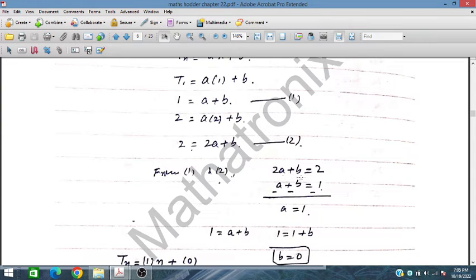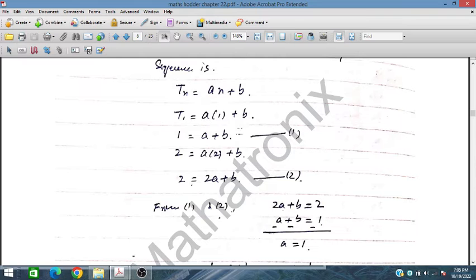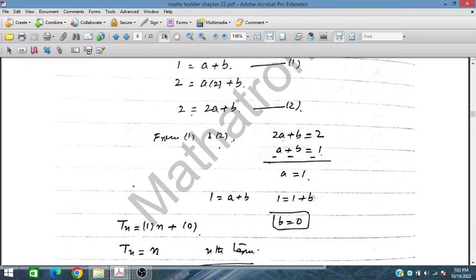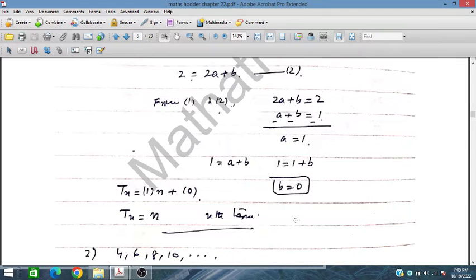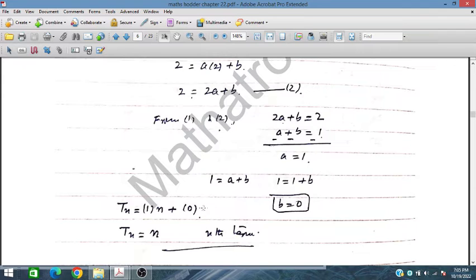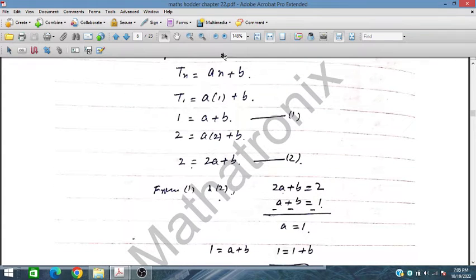we will get a is equal to 1, and from equation number 1 we will place the value of a is equal to 1. So we get the value b is equal to 0. So a is equal to 1 and b is equal to 0. So this is the solution. So we will place the value of a is equal to 1 and b is equal to 0 here.